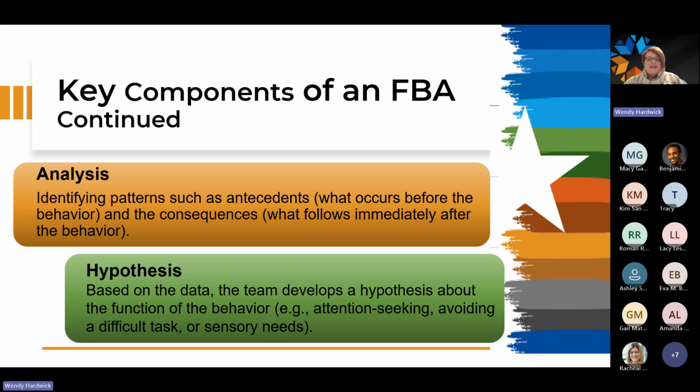We use the data to look for patterns. What usually happens before the behavior? What's the payoff afterwards? Based on this, we form a hypothesis, which is the why the student is engaging in the behavior. That way, we can look at appropriate intervention planning.